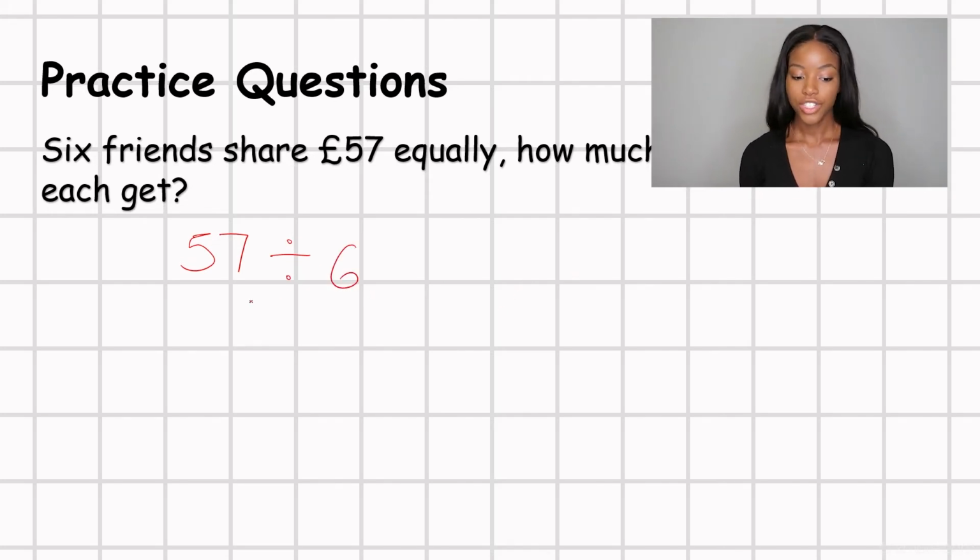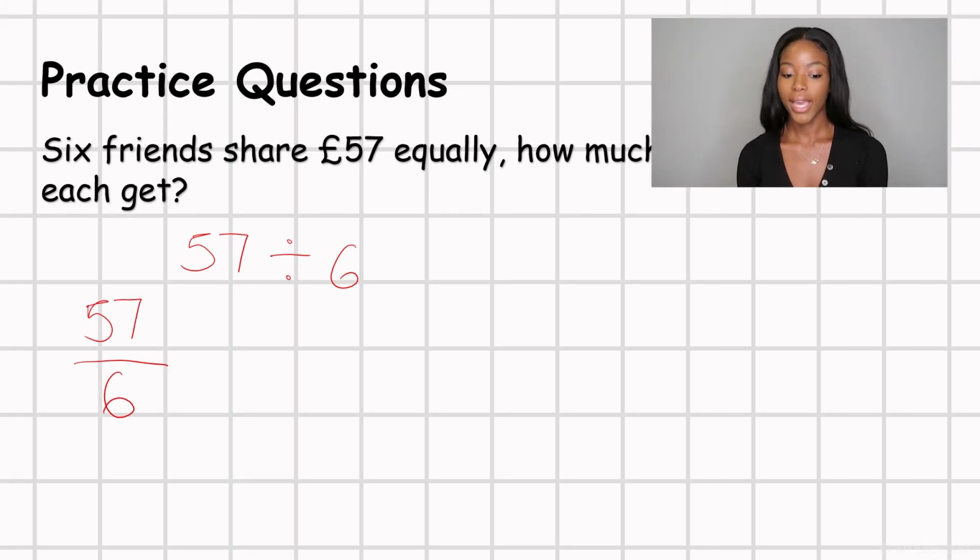So as a fraction, that would be 57 on top, and we're dividing that by 6. To find out how much they would get each, we would basically do it as a mixed number fraction. But as we did before, we will count how many times 6 goes into 57, and then how many parts of 6 would be left after that.